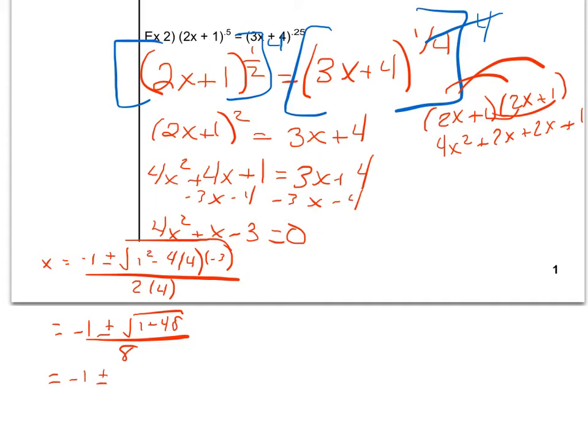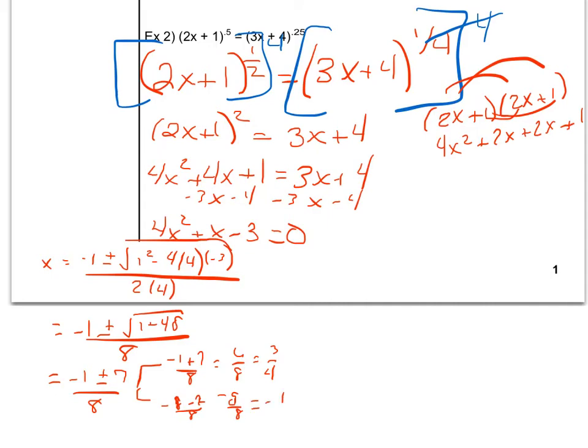I can see I'm running out of room a little bit, so I'm going to skip a step. I know that this is going to be 1 plus 48 is 49, and I know the square root of 49 is going to be 7. So I end up with negative 1 plus 7 over 8, which is 6 over 8, or 3/4. And I also get negative 1 minus 7 over 8. Negative 1 minus 7 is negative 8 over 8, which does reduce to negative 1. So I have 3 over 4 and negative 1.